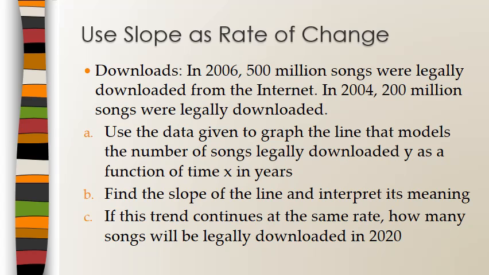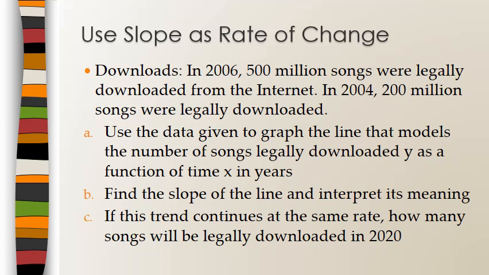Now, slope is just really a rate of change. And here on page 190, looking at real world example 2 under the guided practice, we're asked to use slope as a rate of change. And we're given this scenario about downloads of songs. It says in 2006, 500 million songs were legally downloaded from the internet. And in 2004, 200 million songs were legally downloaded.